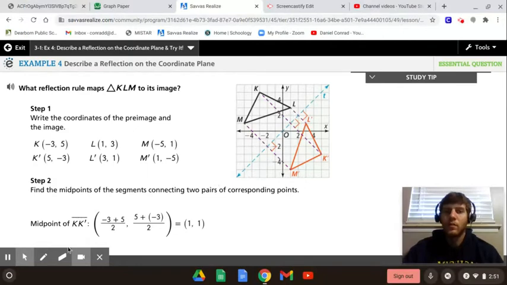So the midpoint of L and L prime is going to be on the line of reflection. The midpoint of K and K prime is on the line of reflection, and the midpoint of M and M prime is on the line of reflection. We only need 2 points to define a line. So if you can find 2 of those midpoints, you will be able to find the equation for that line. You'll be able to use those points to find the slope, and then you can use that as well to find the y-intercept.